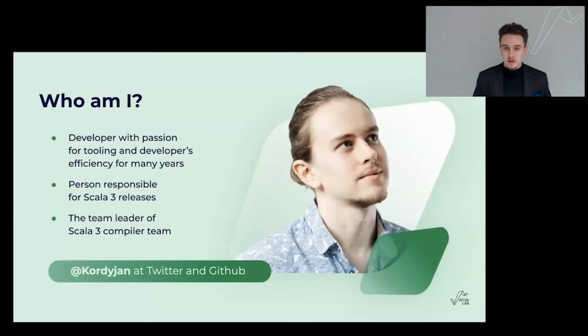Who am I? I used to introduce myself as a developer that is passionate about compilers, tooling, and really everything that makes developers more efficient. Shortly after the initial release of Scala 3.0, I became the person responsible for future releases of the Scala compiler. So you can probably know me from blog posts announcing new compiler versions and new features. And right now, I am leading the Scala 3 compiler team. You can find me on Twitter and GitHub under the handle Kordyjan, and I also registered this handle on Fosstodon. I am not active there yet, but probably I should be soon.